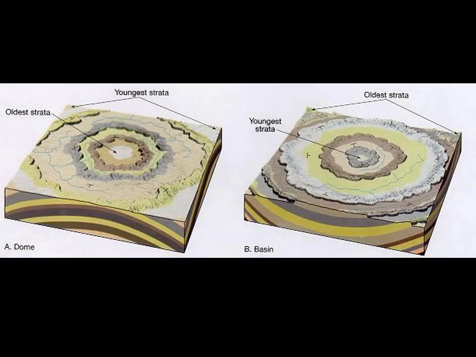Here is an example for a folded fold. You see an anticline in here, and on the side you see another anticline. So one anticline is folded into another anticline. The resulting feature is called a dome. And a syncline seen here, if it is folded into another syncline, then you have something called a basin. So a dome is an anticline folded into another anticline, and the basin is a syncline folded into another syncline.